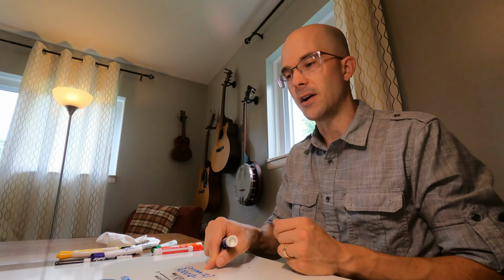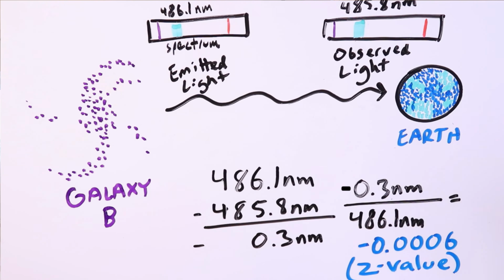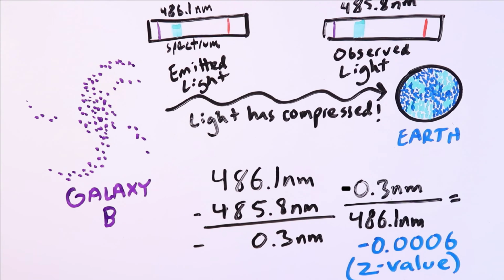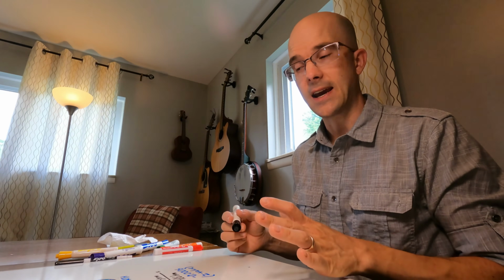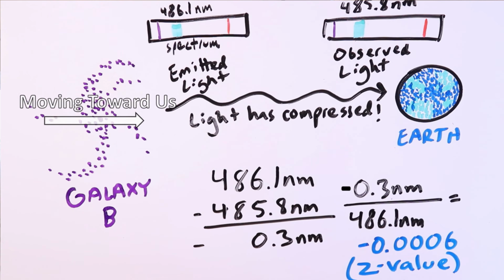This negative z-value indicates that the wavelength of the observed light is a little shorter than when it was emitted. What that means is that the light has been compressed. This indicates that the galaxy is moving toward us because the wavelength has been shortened.